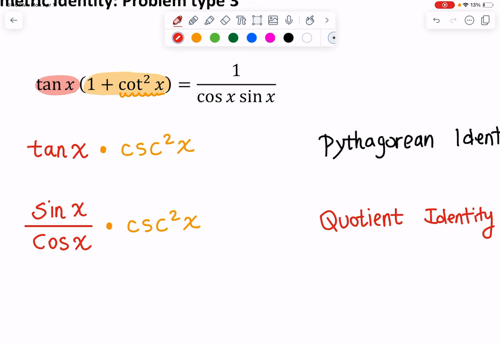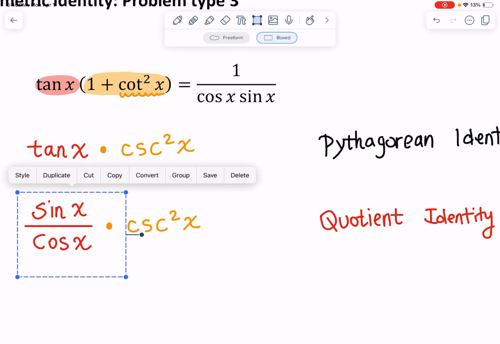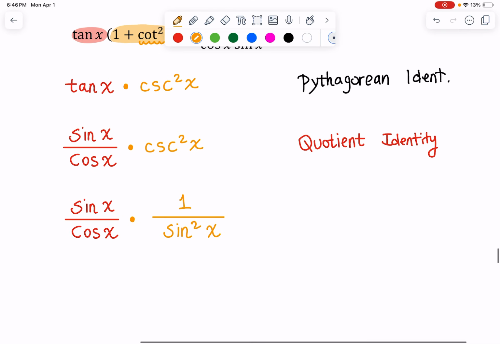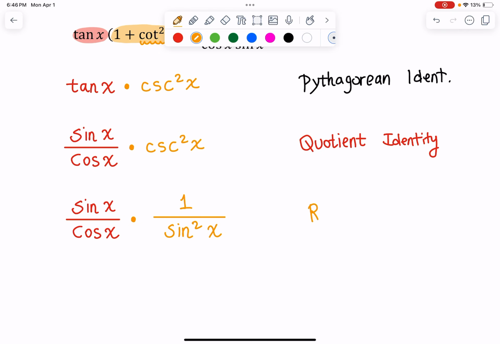Okay? Now moving on, I'm going to keep that sine over cosine the same. But this time, let's rewrite that orange cosecant squared x. Now, I'm going to write that as 1 over what? Sine squared x. And what property or identity did I just use? Well, we used the reciprocal identity.